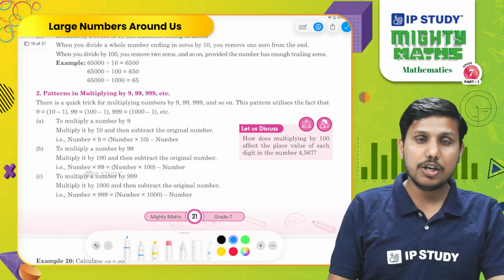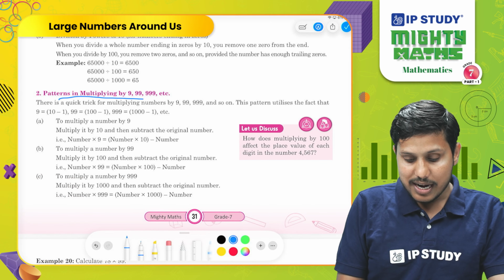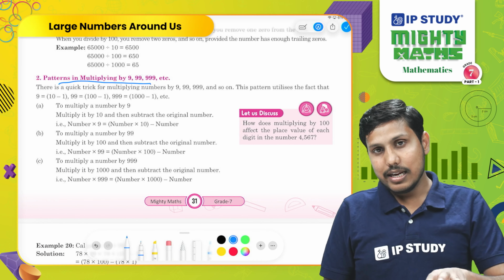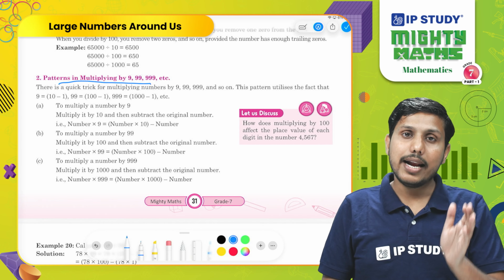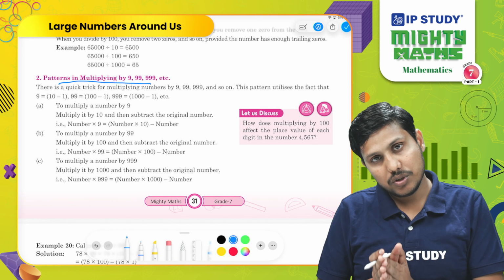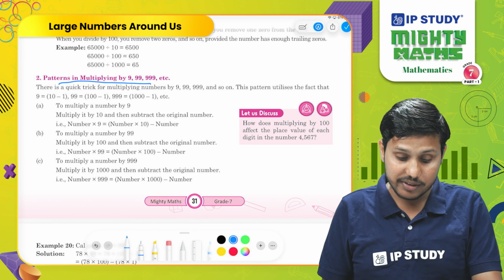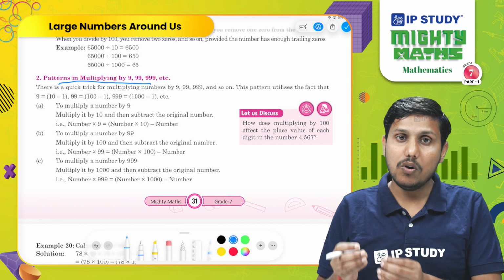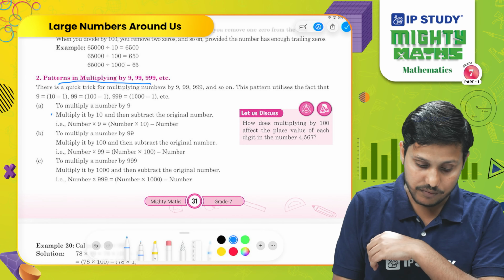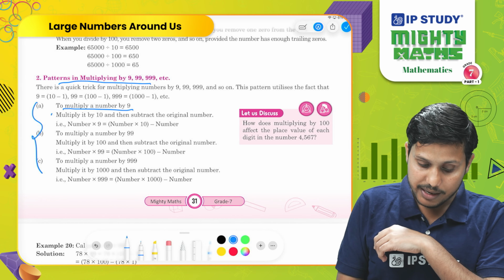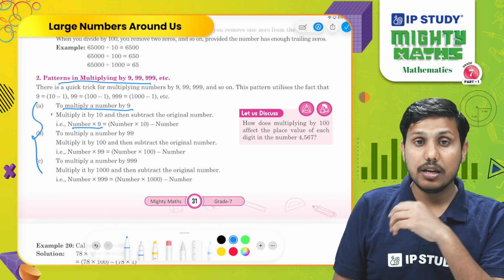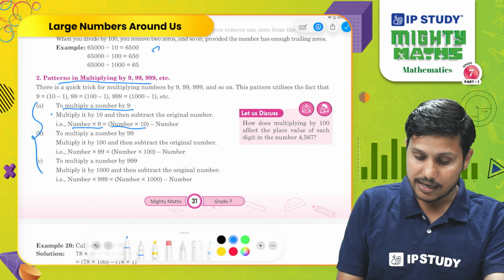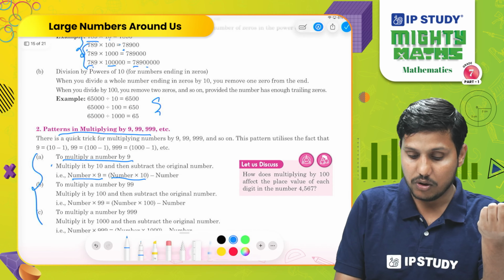Now pattern number 2, multiplying by 9 or 99 or 999. In this case, there is a certain rule that we can follow directly to multiply the number. If the second number is 9 or 99 or 999, we can follow a shortcut. In order to multiply a number by 9, instead of multiplying by 9, what we can do is multiply the number by 10, which is easy to multiply, as we have already seen in the upper part.